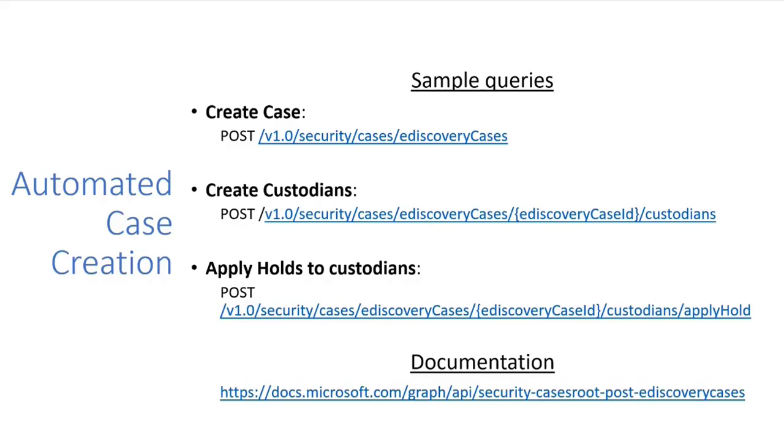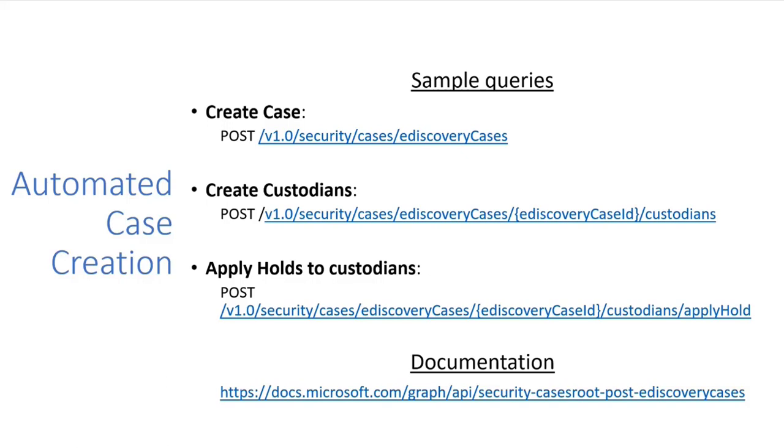Now, there's a couple of different sample queries that we'll be walking through, but some things you can see from a very high level here. When it comes to automated case creation, you can see we've got some very simple URLs to go against. Basically, there are some different POST commands here. You'll also notice that we're under the security root node. This is a change from previous. In the past, it was under /compliance. As part of the rebranding and the reorg under the Microsoft Purview label, we're now under /security. So you'll find all of those under /security.